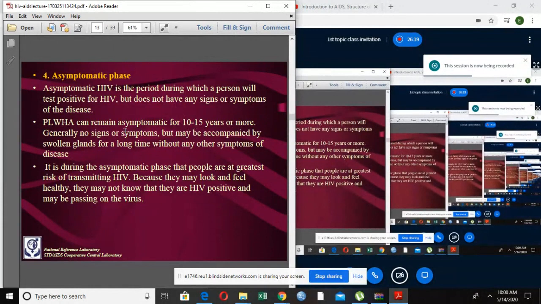Generally, no signs or symptoms, but may be accompanied by swollen glands for a long time without any other symptoms, because these glands are the ones that produce these lymphocytes. So if they are excessively activated or overworked producing lymphocytes that will help fight against this disease, that's what causes the swelling of these lymph glands.